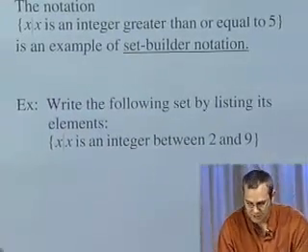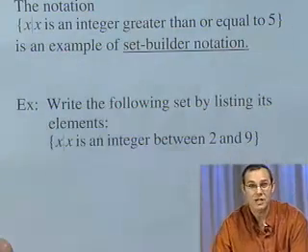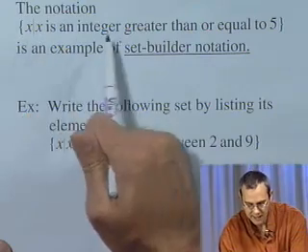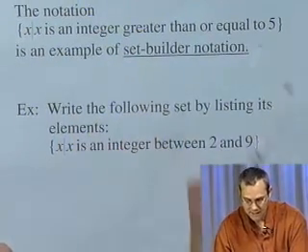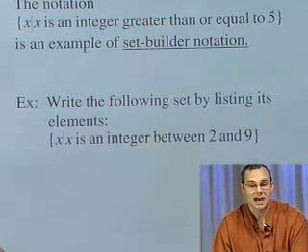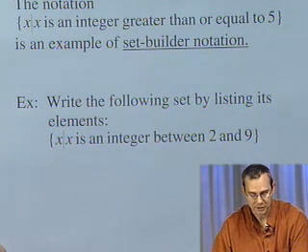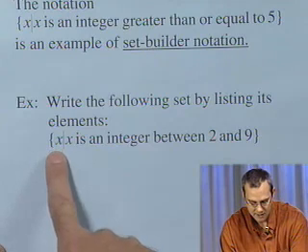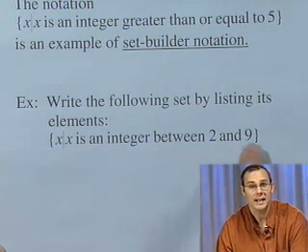You're going to see some problems in your textbook that deals with set builder notation. So here's the set that we just defined. The set of all x such that x is an integer greater than or equal to 5. Okay, again, that's called set builder notation. Let's take a look at this last example. Notice we're given a set that's in set builder notation. So our set is the set of all x such that x is an integer between 2 and 9.